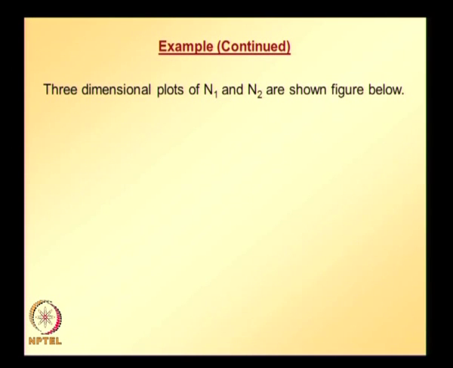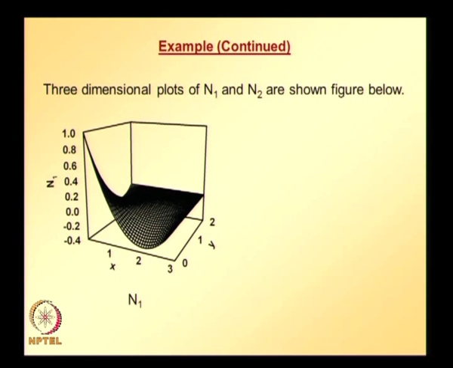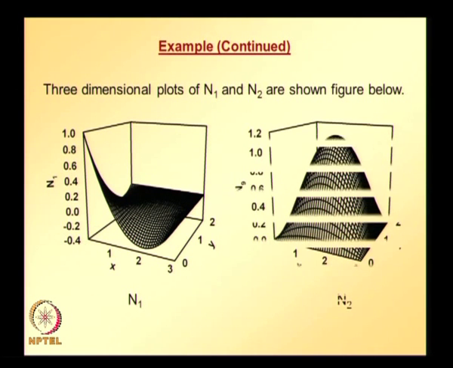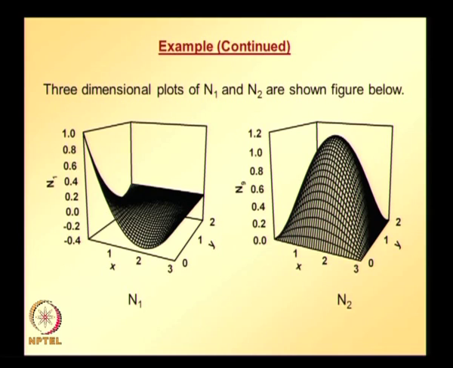So, here a 3 dimensional plot of n1 and n2 are shown for this particular 9 node element. So, we have seen a 4 node rectangular element, 6 node rectangular element, and 9 node rectangular element, and we have also seen how to derive shape functions of all these elements using Lagrange interpolation formula.